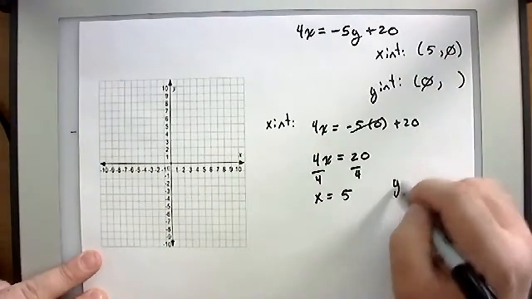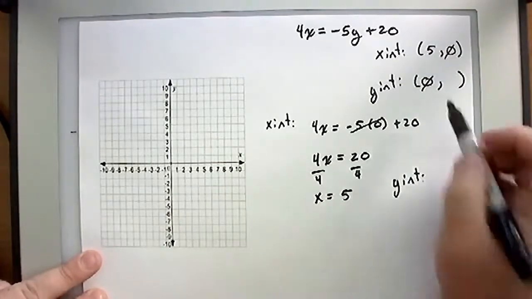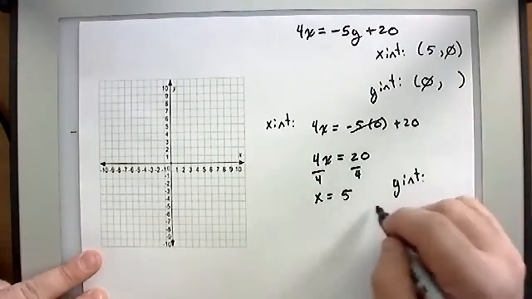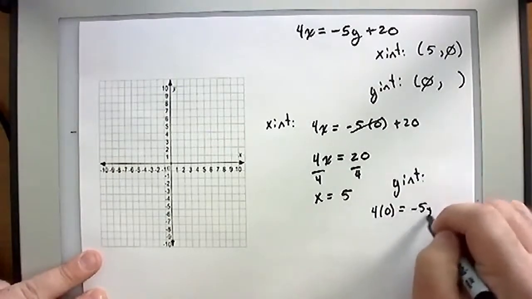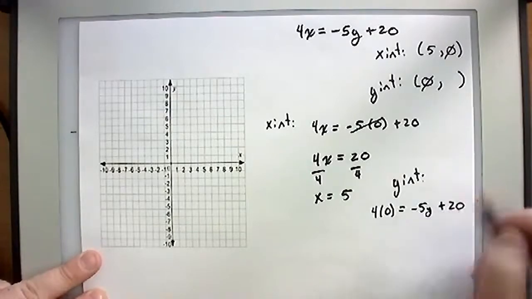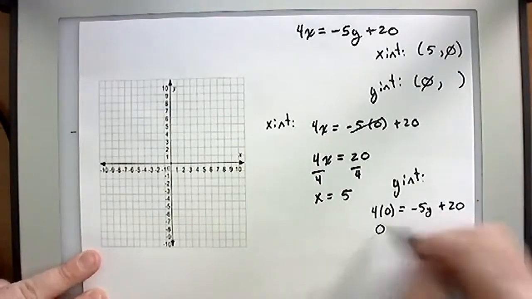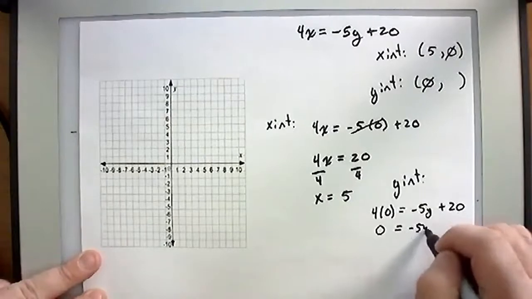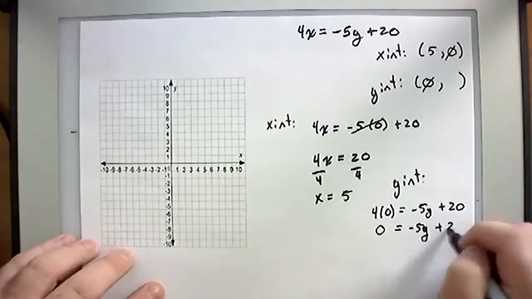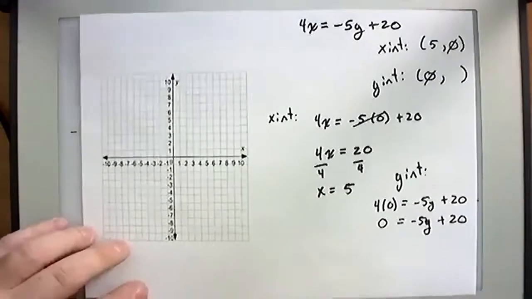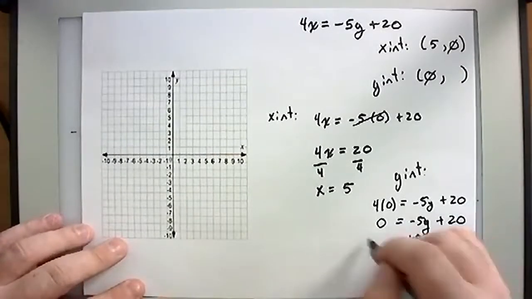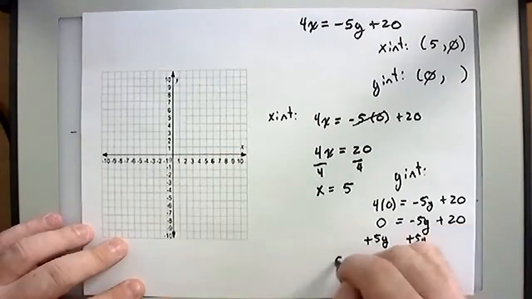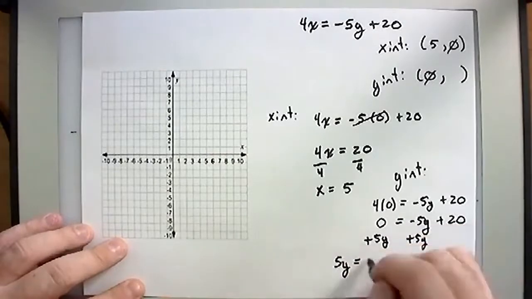Now over here, we'll do the y-intercept. Remember, we know x is 0. So we'll have 4 times 0 equals -5y, excuse me, plus 20. 4 times 0 is just 0. So 0 equals -5y plus 20. How you do this is up to you, move the 5y, move the 20. I'll probably just add 5y to both sides. So now I have 5y equals 20.